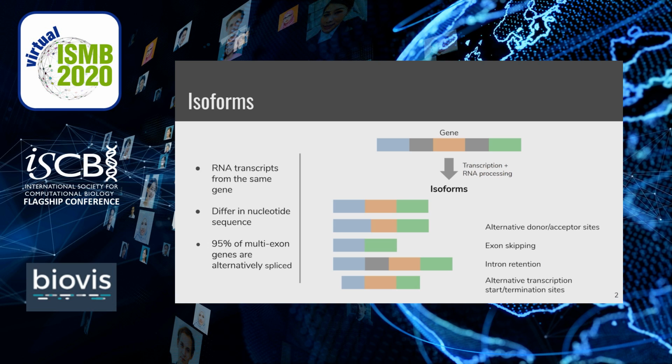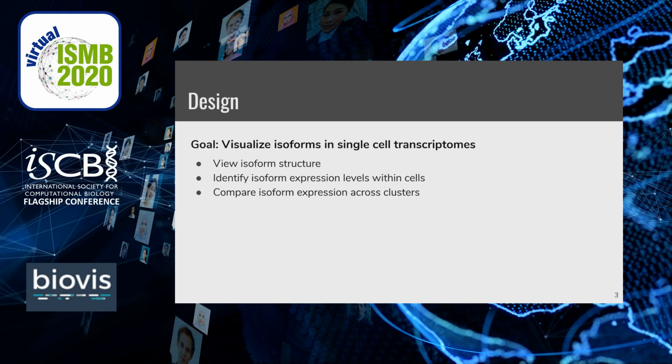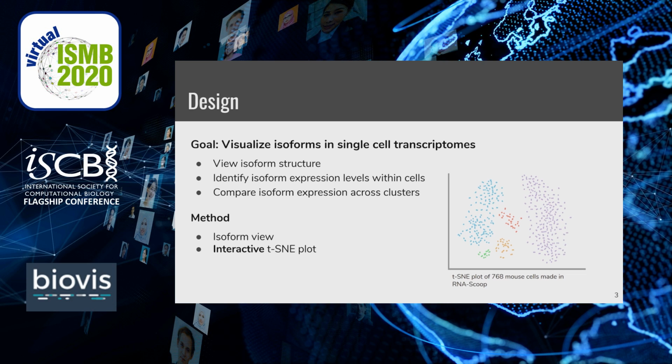We created RNA Scoop to allow researchers to easily visualize isoforms in single-cell transcriptomes. With it, users can view the structure of isoforms, identify their expression levels in different cells, and compare isoform expression across clusters. To achieve this, RNA Scoop consists of two major components, an isoform view and an interactive t-SNE plot. Now, for those of you who don't know, t-SNE is a technique to reduce high-dimensional data into lower-dimension representations. In particular, a 2D representation can be plotted easily and has been used widely for visualizing single-cell RNA-seq data.